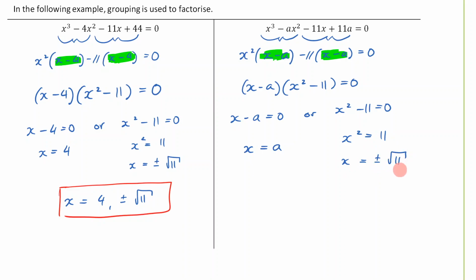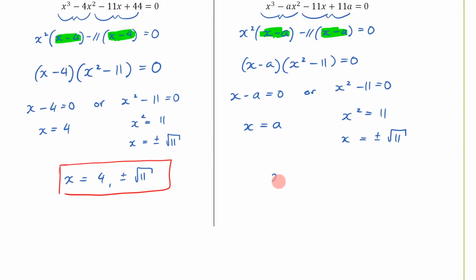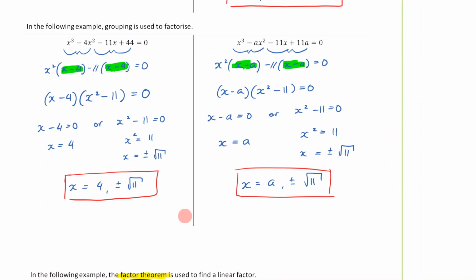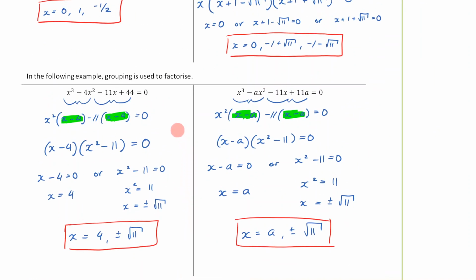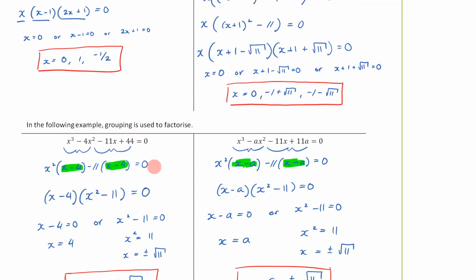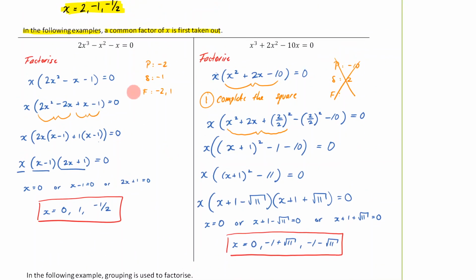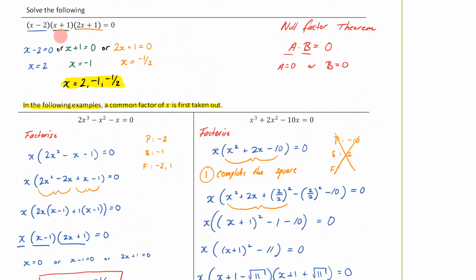So this is similar to what we saw before. That means x is a, or plus or minus the square root of 11. And that's how you do those questions. So factorize by grouping, and then you're just using your null factor theorem to get what you need. That's how you would approach these questions, as opposed to taking out a common factor from everything, or as opposed to being given something factorized already, which is very nice.